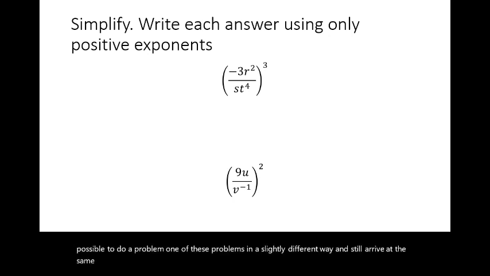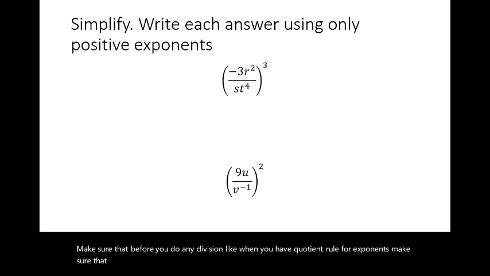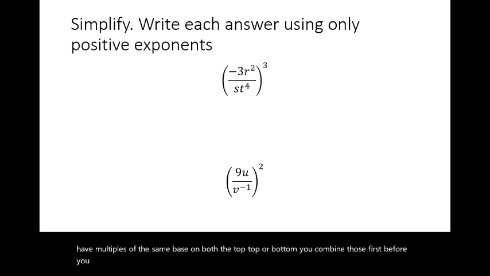One thing I will say, as a couple of points of recommendation: before you do any division, like when you have the quotient rule for exponents, make sure that you're only dividing two things at a time. So if you have multiples of the same base on both the top or bottom, combine those first before you tackle the quotient rule for exponents.